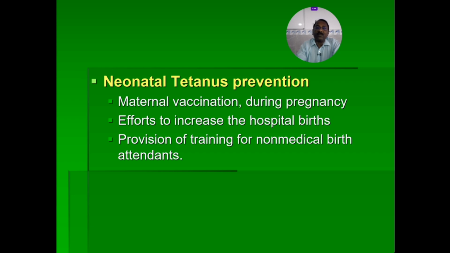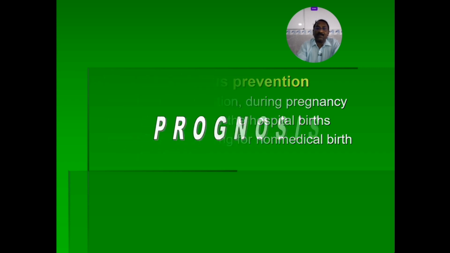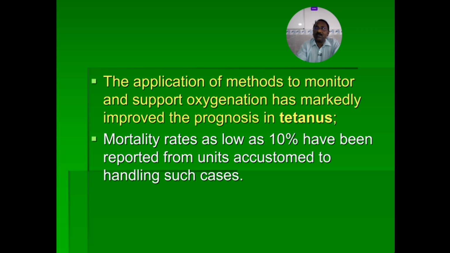Neonatal tetanus prevention: maternal vaccination during pregnancy, efforts to increase hospital births, provision of training for non-medical birth attendants. Prognosis: application of methods to monitor and support oxygenation has markedly improved the prognosis in tetanus. So big thanks to our ventilation therapies. Mortality rates as low as 10% have been reported from units handling such cases. So now, not 30 to 40%, even less, reduced to 10%.